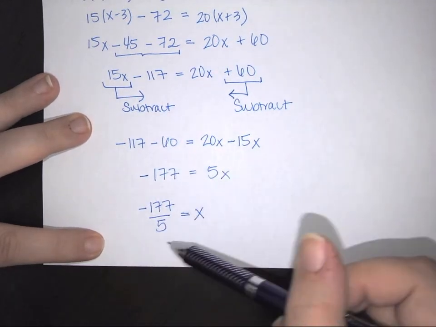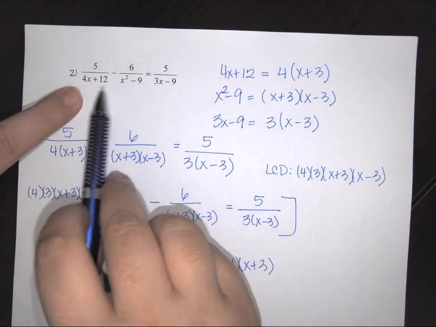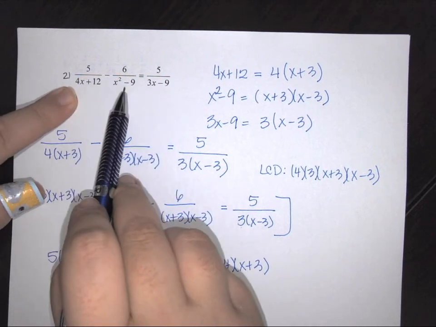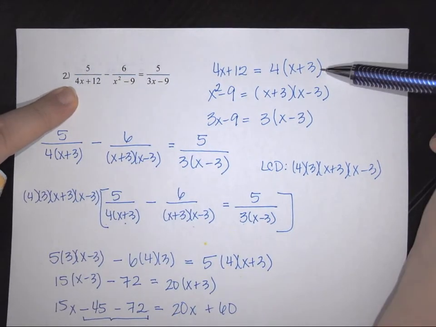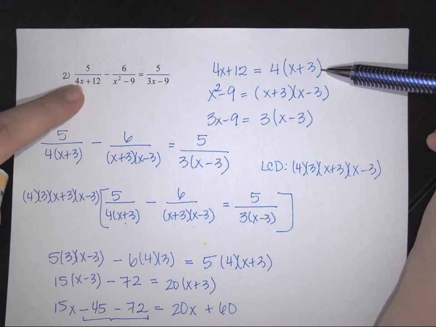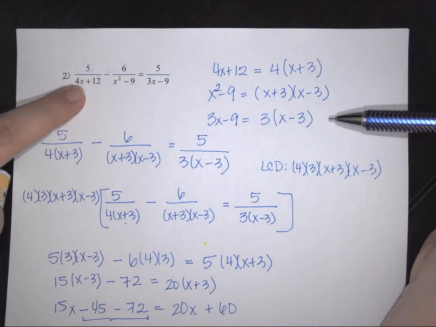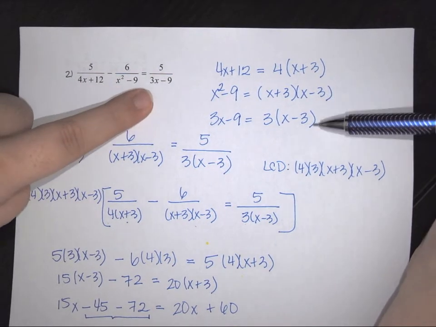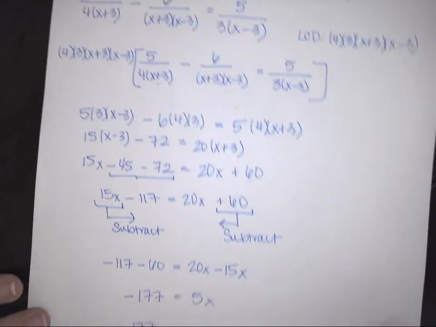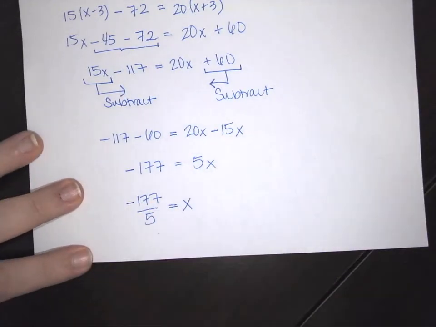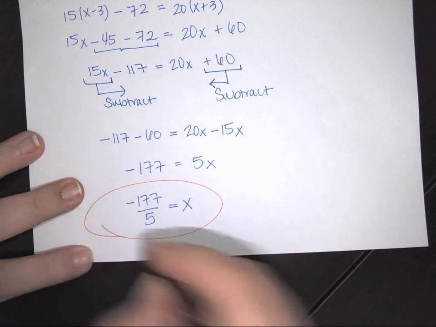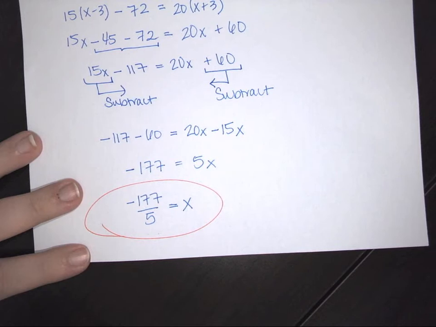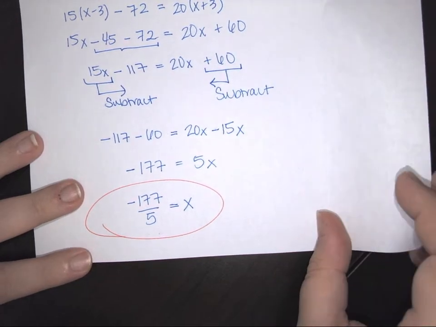Now, normally you always have to check your work. But let's go ahead and look at these. If I want to look at what is going to make these denominators 0, if you look at the first one, what makes this denominator 0 is negative 3. If you look at the middle one, it's the same. It's either negative 3 or positive 3, and if you look at the last one, it's positive 3. The answer that I found is negative 177 over 5. Obviously, that's not 3, therefore that would be your solution.